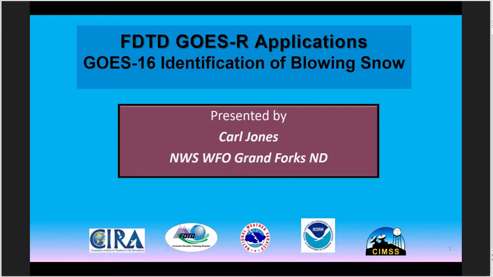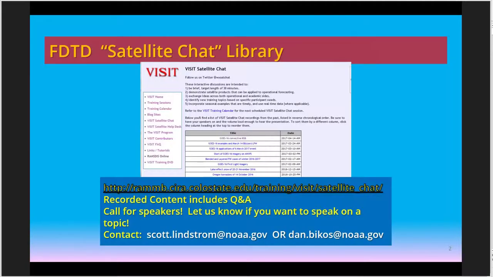GOES 16 identification of blowing snow. And he's in control right now, so Carl can go to the next slide just to go over a couple of different things to remember.